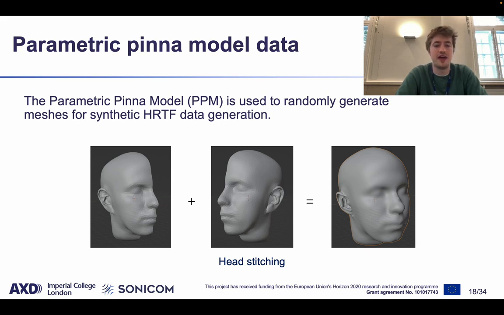synthetic head meshes. To get the right parameters, they were chosen from a normal distribution, and the mean and standard deviation of those normal distributions were derived from 15 HRTFs in the data set, of real ears, compared with ears that have been generated with the parametric pinna model.